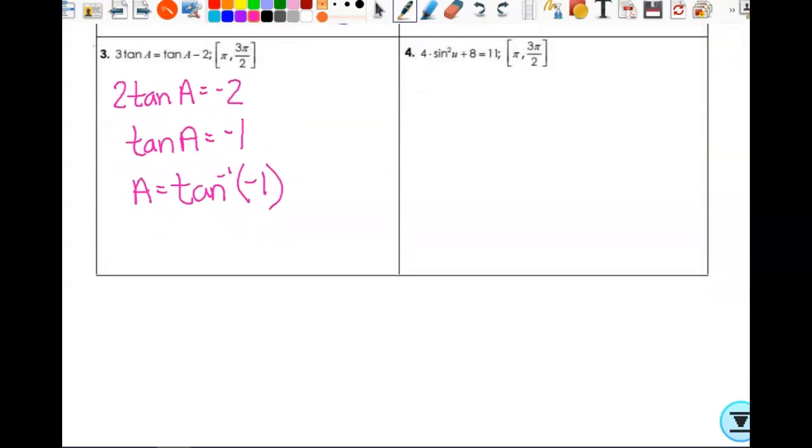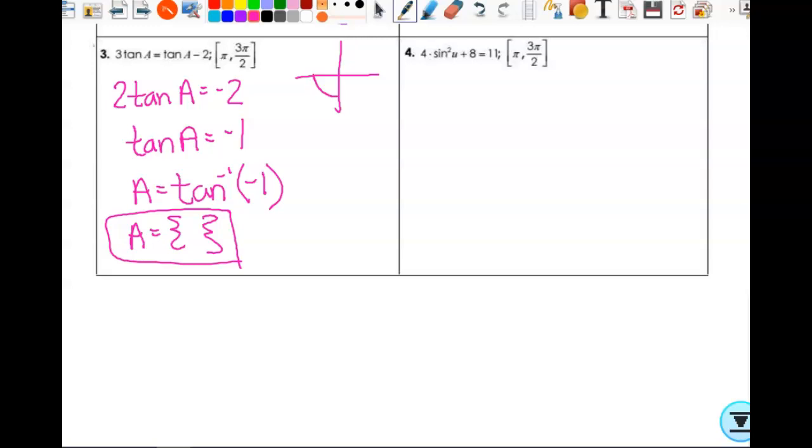Now we look at our interval here. I'm only going from pi to 3 pi halves, which is right there. My tangent value is negative. What do you know about the tangent in the third quadrant? It's positive. So there are no angles in that quadrant that give me a tangent value of negative 1. So A is the empty set. What questions do you have?